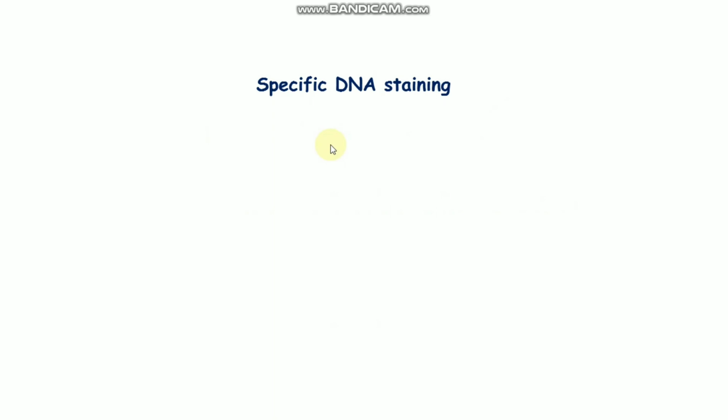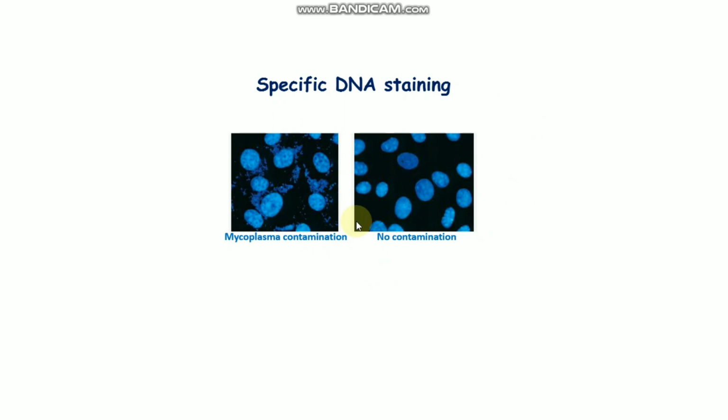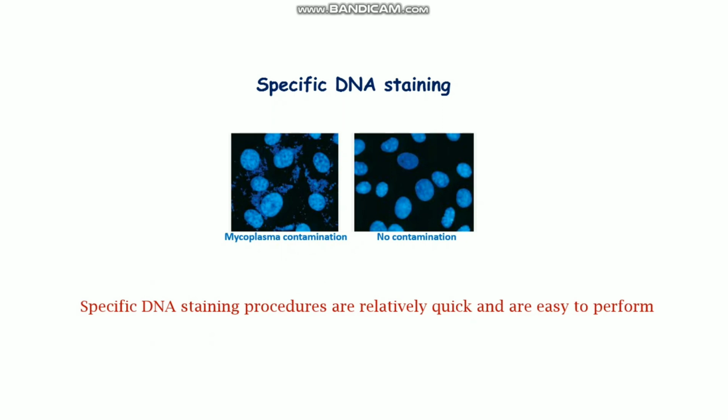If you stain your cell with DAPI, we know that DAPI can stain the nucleus, right? So here as you see the DAPI staining, these cells are very clear. There is no background noise. So this is the cell's nucleus. But here in the background there is a lot of noise. So it means that DAPI stained other contaminant nuclei. That is obviously the mycoplasma, because mycoplasma grow slowly. So these are the mycoplasma contamination. Alright. Also, the specific DNA staining procedure is relatively quick and easy to perform.